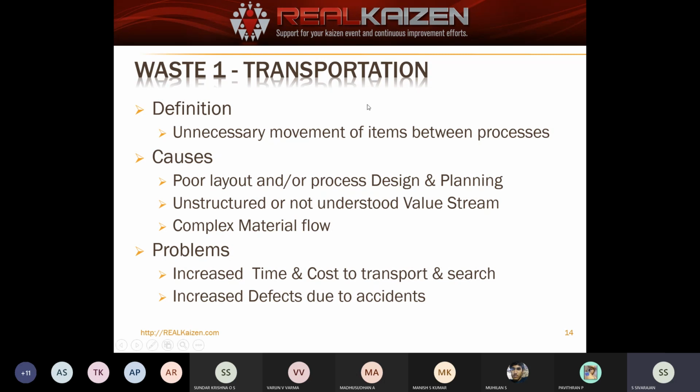The cause is that the layout should be proper, and there are 2 cases. When the product variety is more, for example, if you have 20 varieties of piston to be made, you cannot arrange all the machines in a sequence. Even if you take a piston, depending upon the size, you will be using different machines. So we have to plan the layout properly. When we are transporting from one machine to another or to the next assembly station, the unnecessary movement should be reduced. That is a wastage, so time and cost is involved.